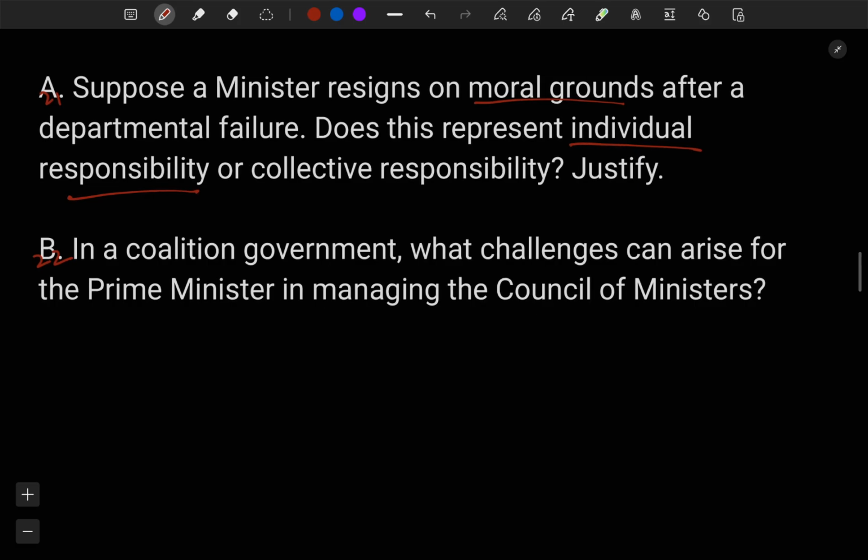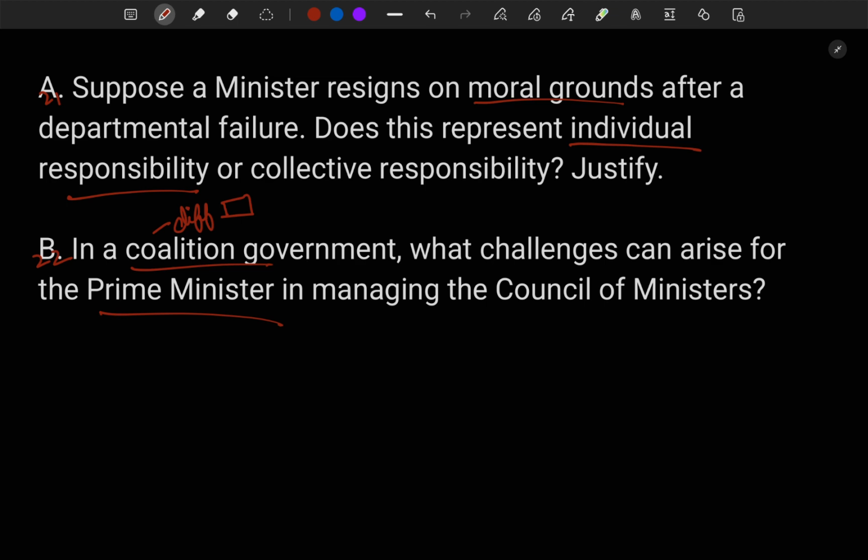In a coalition government, what challenges can arise for a Prime Minister in managing the Council of Ministers? What is a coalition government? A coalition government is that form of government where different parties come together and form a government. These different parties may have different ideologies. Their way of thinking can be different. So owing to these different ideologies, their way of working may differ, and their target groups can differ. So they may engage in conflict.